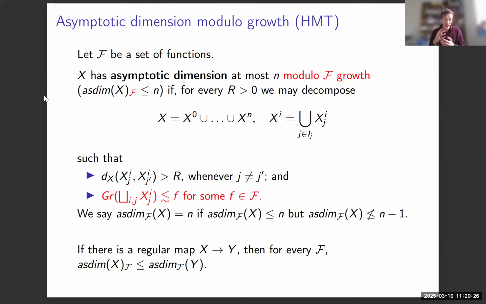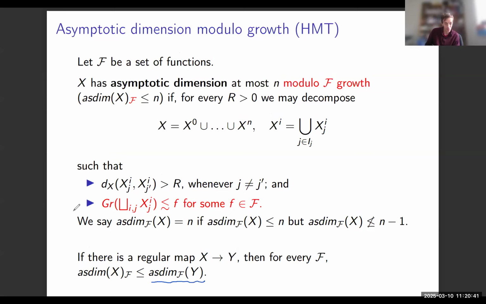So if you've got a regular map, then for any f, you can pick whatever f it is that happens to suit your purposes. The asymptotic dimension of x with these f's wandering all over the place. This is probably a more sensible way of writing it. Okay, then for every collection of functions you might care about, the asymptotic dimension of x with respect to f is at most the asymptotic dimension of y with respect to f. So if you just want to tell two spaces apart, maybe you can pick the right collection of growth functions and do it that way.